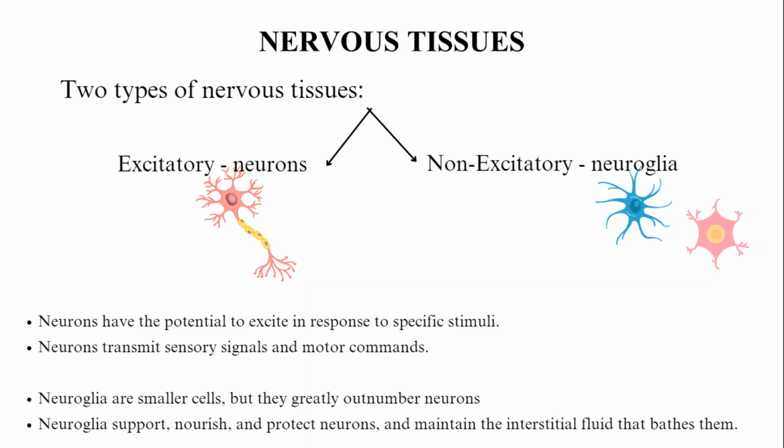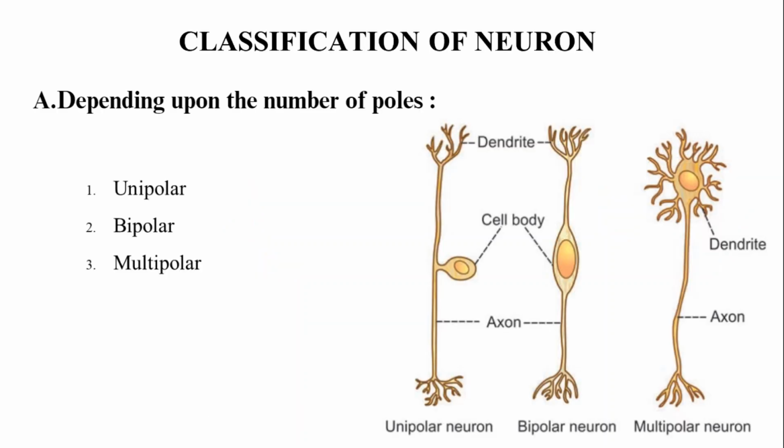The neurons are classified based on three different features: depending on the number of poles, depending on the function, and depending upon the length of the axon. Depending on the number of poles, the neurons can be divided into unipolar, bipolar, and multipolar neurons. Unipolar neurons are those which have only one pole, from which both axon as well as dendrite arise. Bipolar neurons are those where there are two poles, with axon arising from one pole and dendrites arising from the other pole. Multipolar neurons are those neurons which have many poles. One pole gives rise to the axon and all the other poles give rise to dendrites.